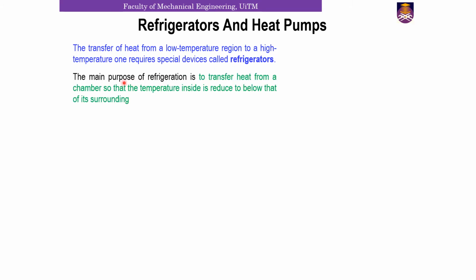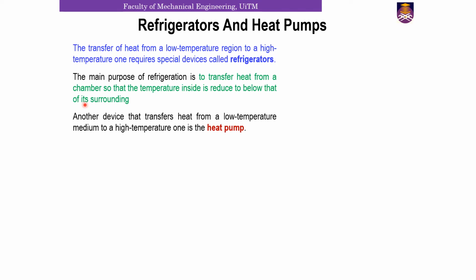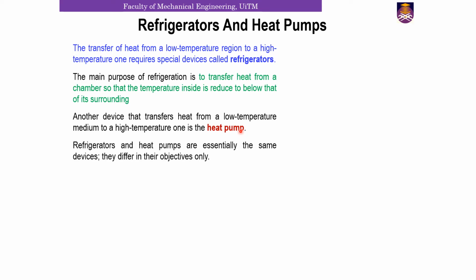Now the main purpose of refrigeration is to transfer heat from a chamber so that the temperature inside is reduced to below that of its surrounding. That is the main purpose. Now besides the refrigerator, we have another device that transfers heat from a low temperature medium to a high temperature one, and we call that a heat pump. Basically, a refrigerator and a heat pump are the same thing, but they differ in their objectives, right?